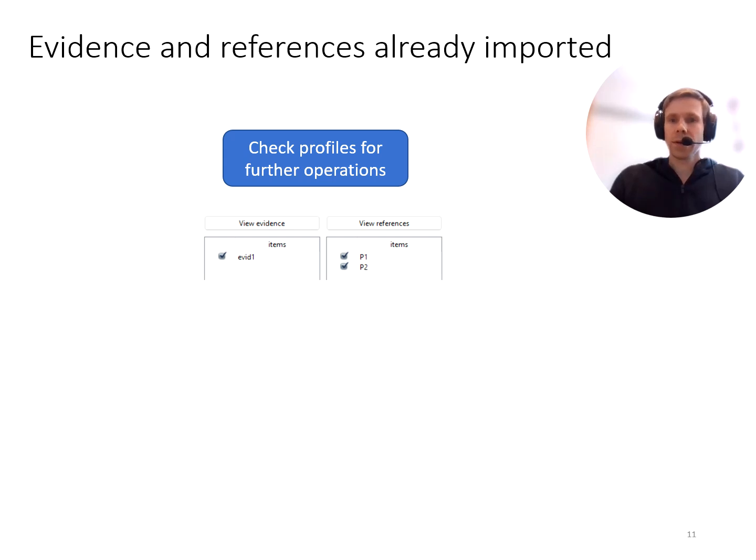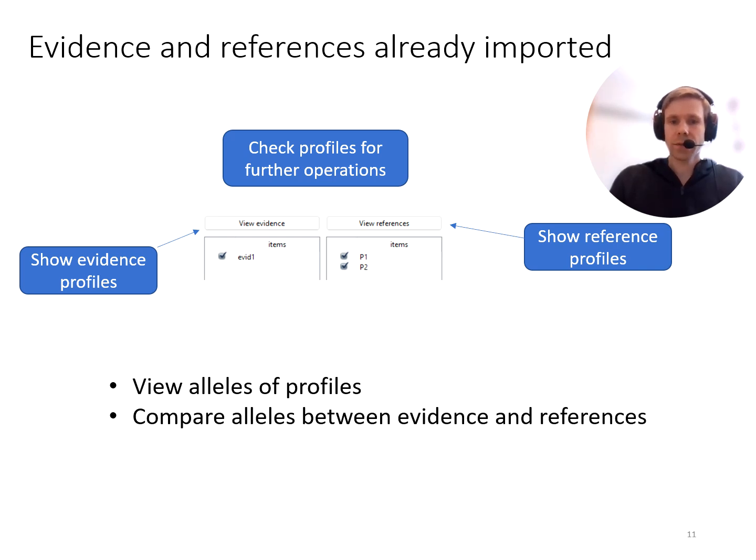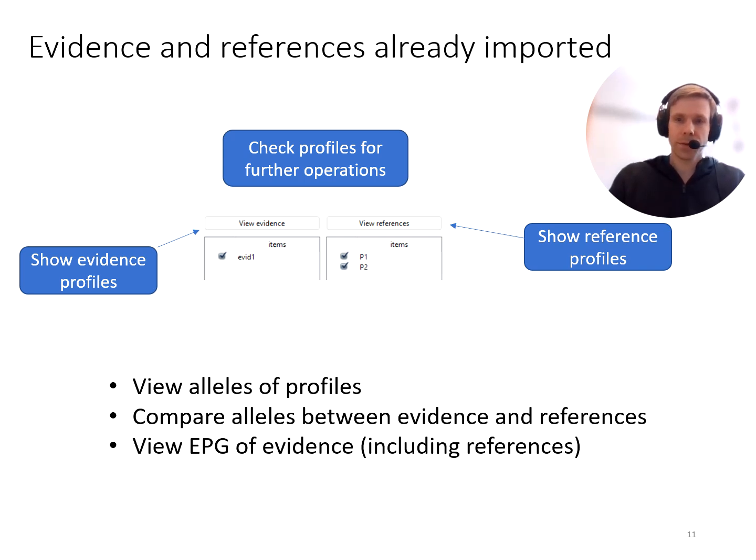So now we will look at the profiles which are already imported. You can do this by checking the profiles you want to view and clicking view evidence or view references. This will show the alleles of the profiles. It will also do allele comparison between the evidence and reference profiles. And also it's able to view the evidence profile in a sort of EPG-alike plot, where also the reference profiles can be attached.